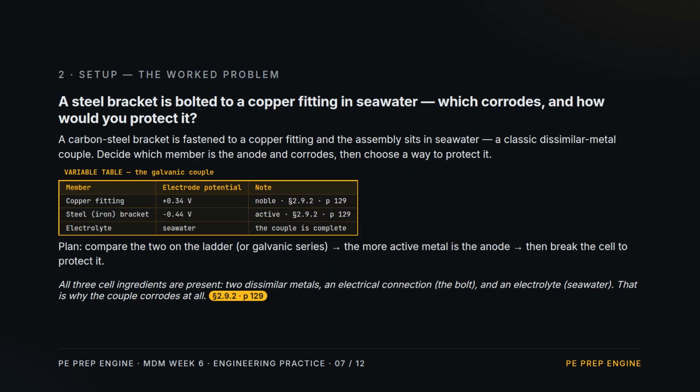Setup. A carbon steel bracket is bolted to a copper fitting, and the whole assembly sits in seawater. 2 dissimilar metals, an electrical connection, and an electrolyte, so the corrosion cell is complete. We will decide which member is the anode and corrodes, then pick a way to protect it. The plan is to rank the 2 metals, name the anode, and then break a leg of the cell.